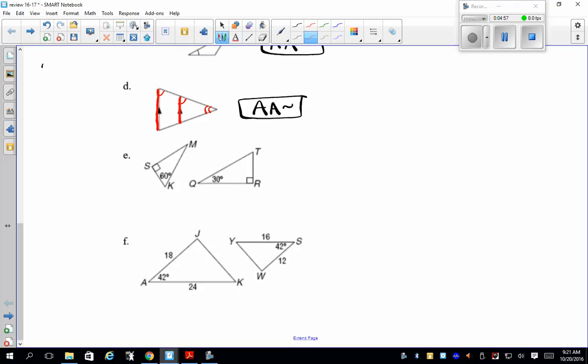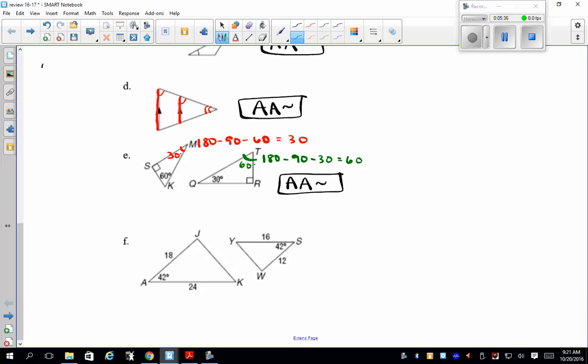So I want to find the missing angles here because it might be a 30. So when I do 180 minus 90 minus 60, what do you know? I get 30. And if I try the other angle here, when I do 180 minus 90 minus 30, I get 60. So all three angles are equal, which means these two are also similar by angle-angle similarity.